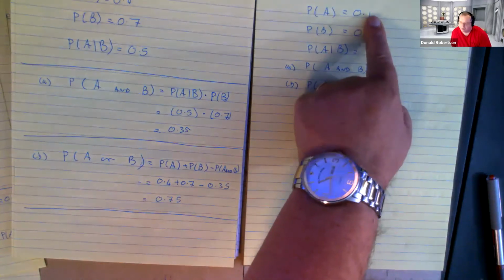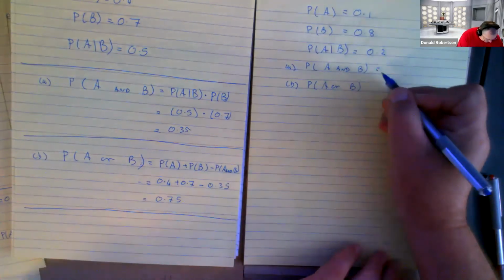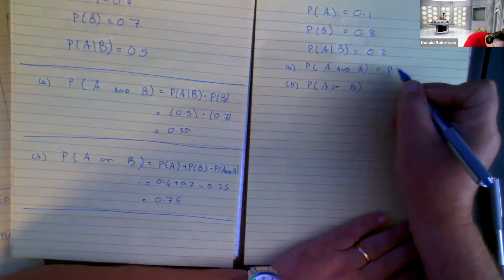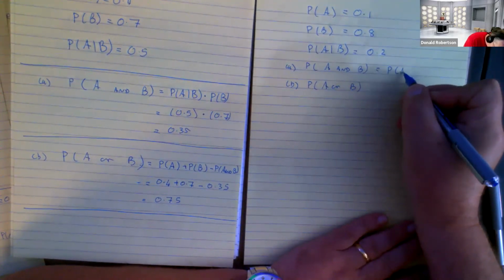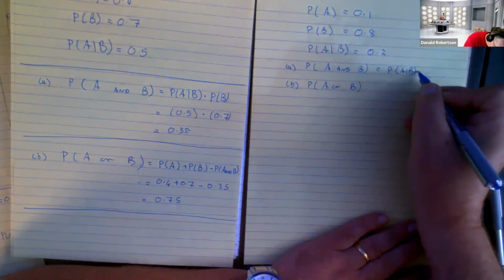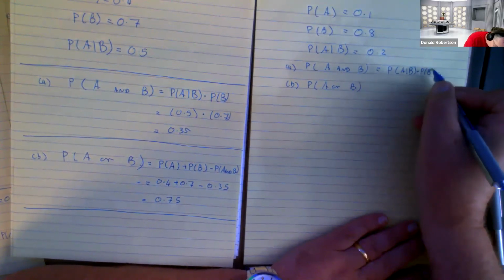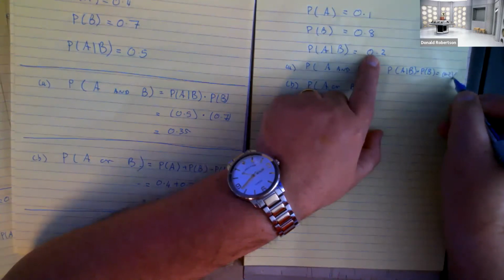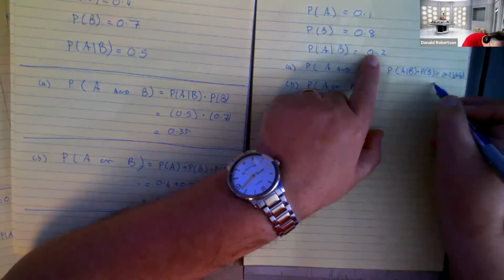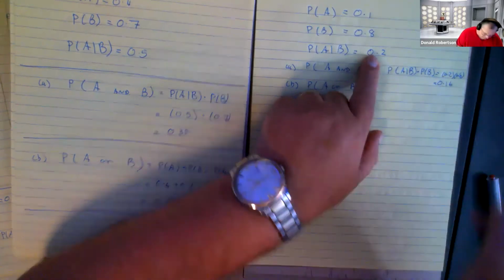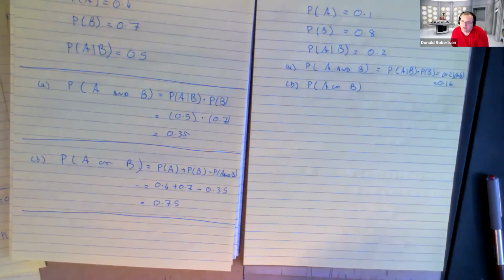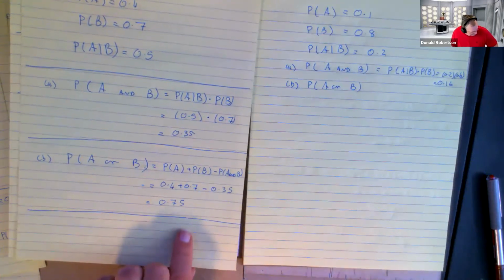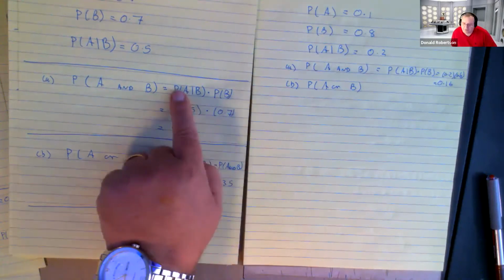0.2 is not 0.1. So you want to get this fella. It's the probability of A given B multiplied by the probability of B. So it's going to be 0.2 times 0.8, which is 0.16. Are you comfortable about how we found that guy? Used this formula here to get it.